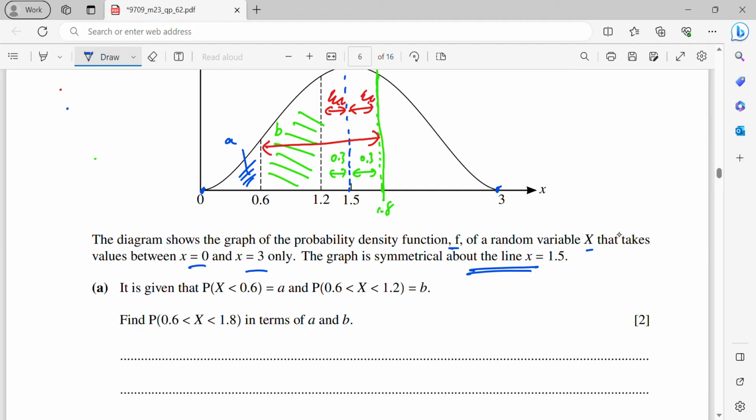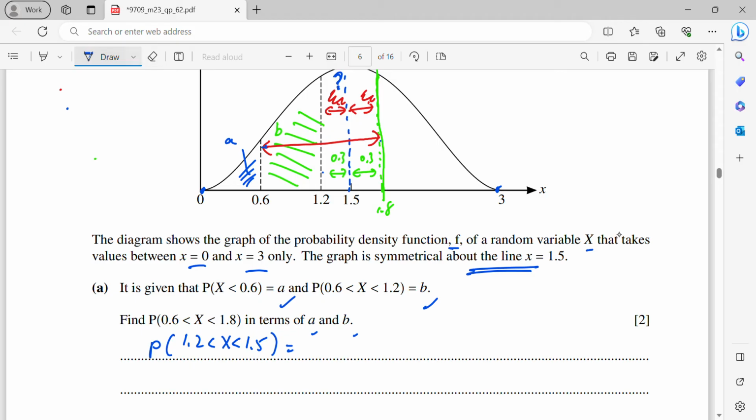Now, you need to get 1.2 to 1.5, how much is it? Because you are already given A and B, and then you need to get your answer for the red color, the longest red arrow, in terms of A and B. So now I need to find my question mark here, which is between 1.2 and 1.5. So now, P(x between 1.2 and 1.5).